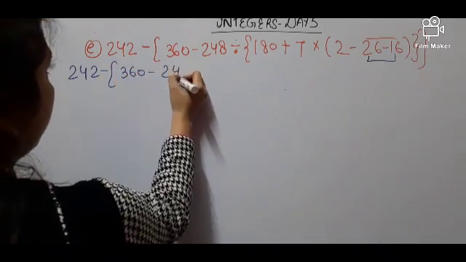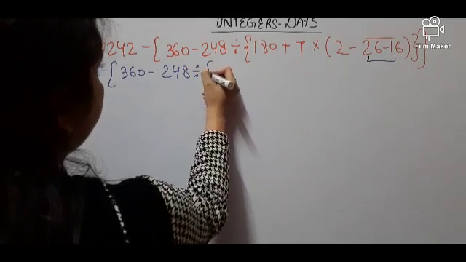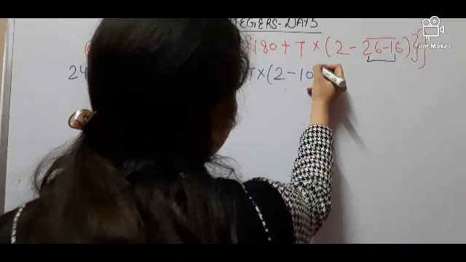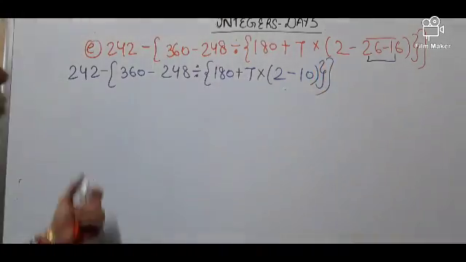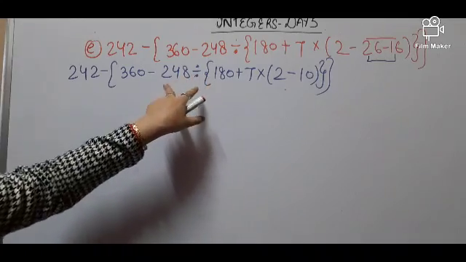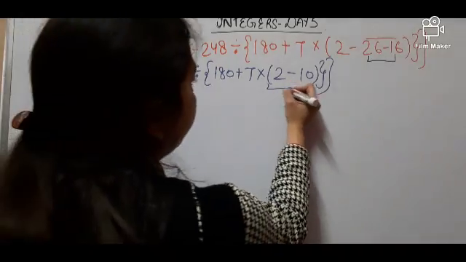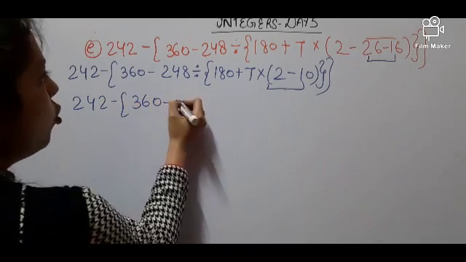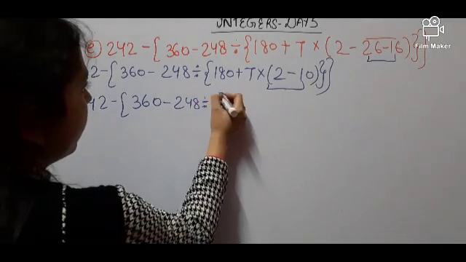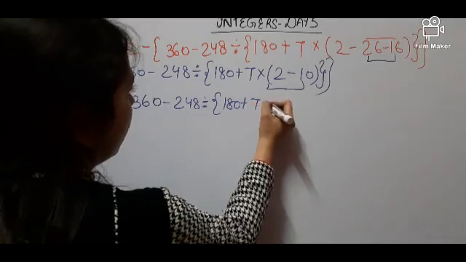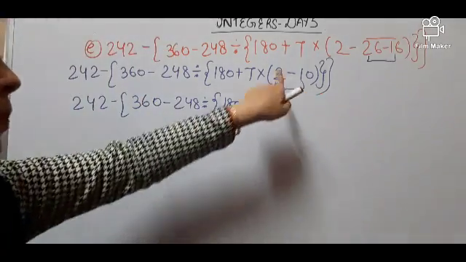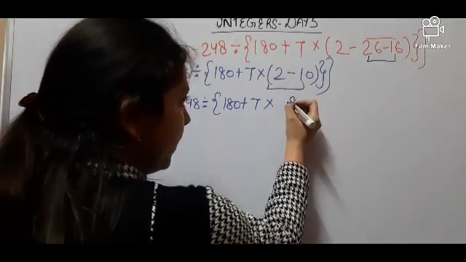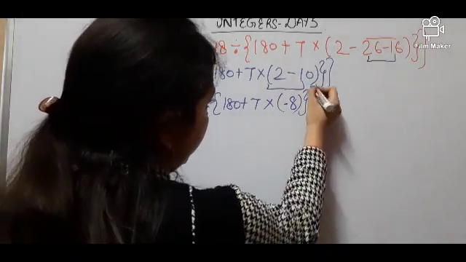360 minus 248 divided by 180 plus 7 times 2 minus 10. Now we have a division sign, but we have brackets too, so we'll solve the bracket first. In the round bracket I have 2 minus 10. So 2 minus 10 gives us plus minus minus, 10 minus 2 gives us 8. As the big number is preceded by a negative sign, it will give us negative 8.